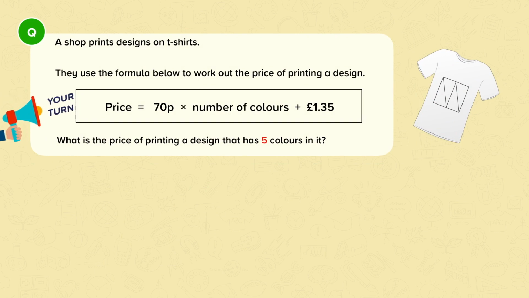A shop prints designs on t-shirts. They use the formula below to work out the price of a printing of design. Price equals 70p times the number of colours plus £1.35. What is the price of printing a design that has 5 colours in it? It's your turn. Pause the video now.